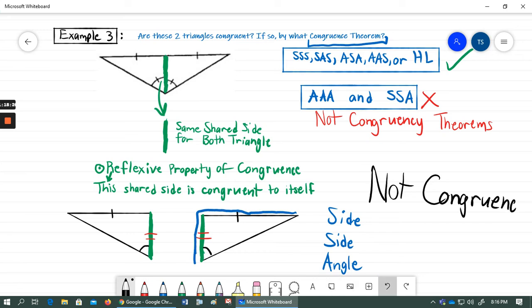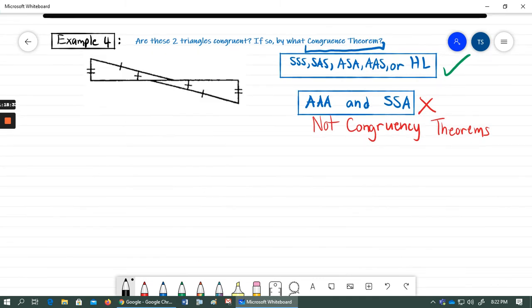It might look like you have enough information to show that they're congruent, but again, this one right here, side-side-angle, is not a congruency theorem. Alright, next example.